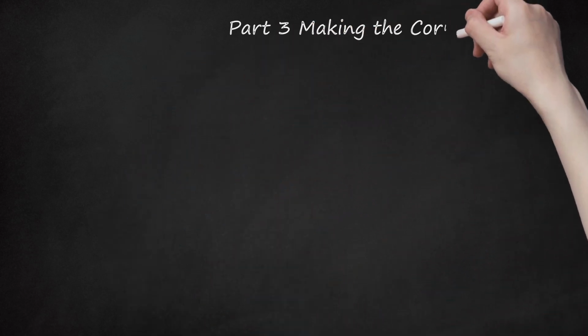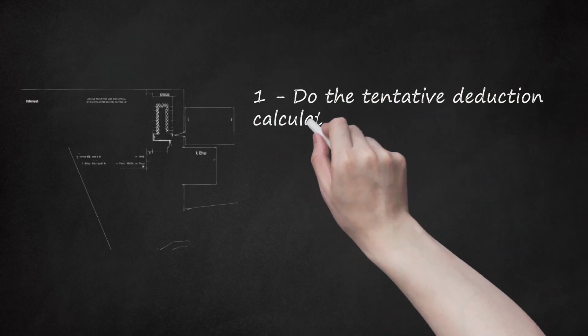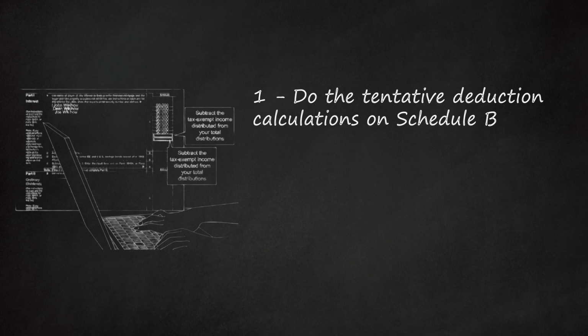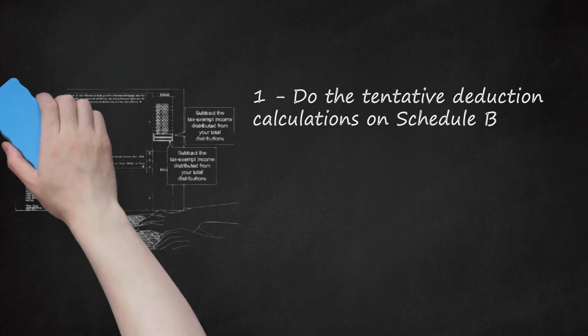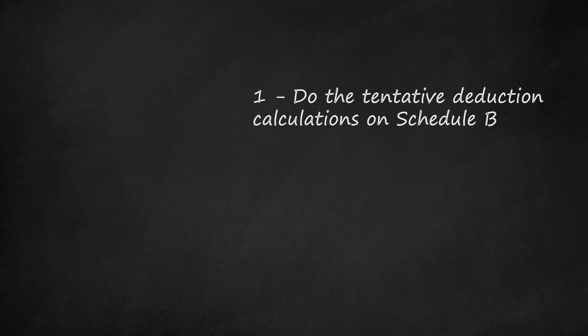Part 3: Making the correct deduction. 1. Do the tentative deduction calculations on Schedule B. Once you've entered the correct figures for the first 12 lines of Schedule B, there are 2 different calculations you must complete to determine the possible amount of the estate's income distribution deduction. Subtract the tax-exempt income distributed from your total distributions. Enter the amount you get on line 13 of Schedule B. Subtract the adjusted tax-exempt interest from the DNI. Enter this amount on line 14 of Schedule B.